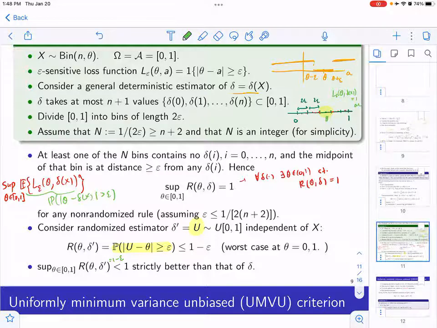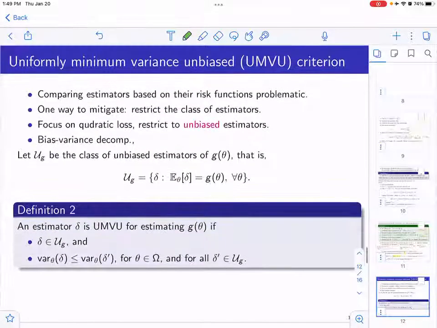We'll come back next time and talk about another consequence of these ideas of sufficiency and completeness, which is the idea of uniform minimum variance unbiased estimation. Okay, I'm going to stop here.